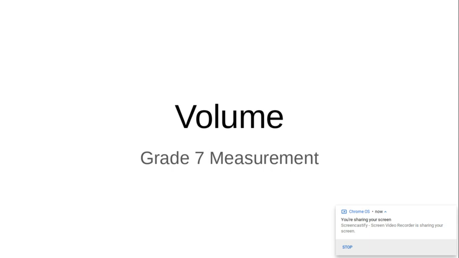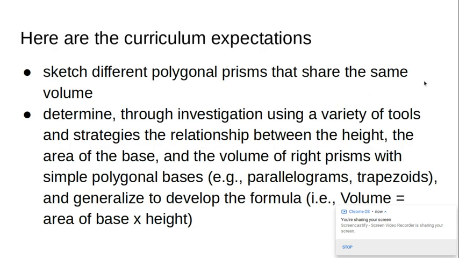So this is a lesson on volume for math. It's out of our measurement unit. I decided to pick this one because we haven't gotten to it yet, and it's pretty straightforward. So I will walk you through the lesson on this slide deck, but in your Google Classroom, you'll also find your own copy of exactly the same slide deck that you can edit and interact with and then submit for work. So here are the curriculum expectations from the grade 7 curriculum.